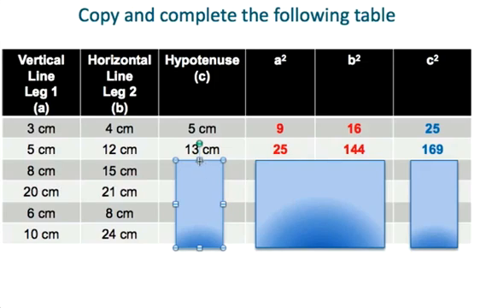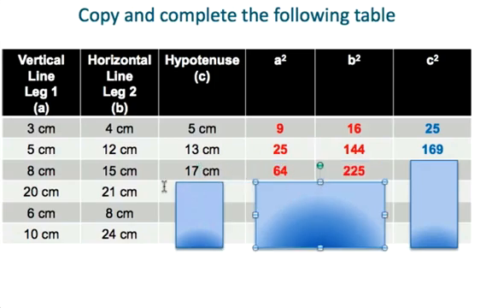Next, if we have a vertical line of 8 centimeters, horizontal line of 15 centimeters, the hypotenuse of that triangle should be 17 centimeters. And 8 squared is 64, 15 squared is 225, and we end up with 17 squared is 289.